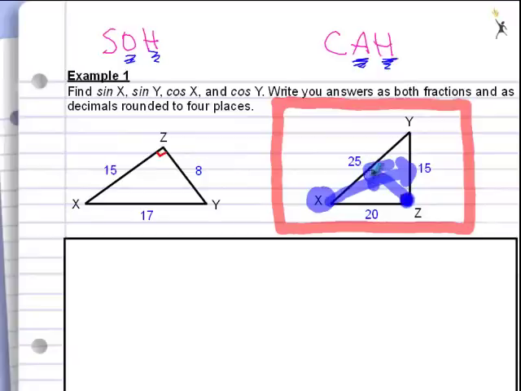The question is, is that a reduced fraction? Or can you reduce it? The answer is yes, you can reduce it even further. 15 divided by 25 can be reduced to 3 over 5. The number 5 goes into both 15 and 25, so 15 divided by 5 is 3, and 25 divided by 5 is 5. You're reduced to 3 over 5. Then as a decimal, 3 over 5 is 0.6. So for the sine of x, you should have had 3 over 5 and 0.6.